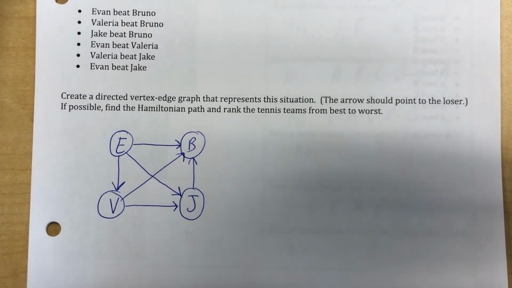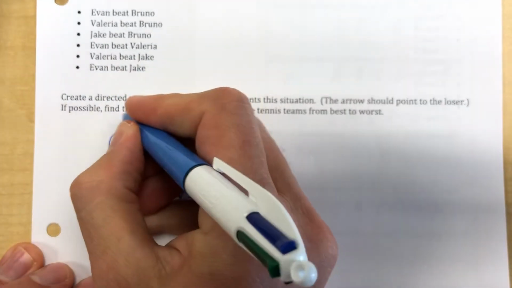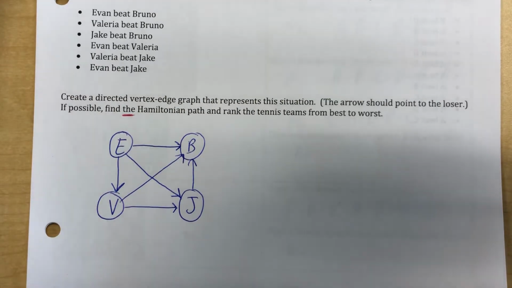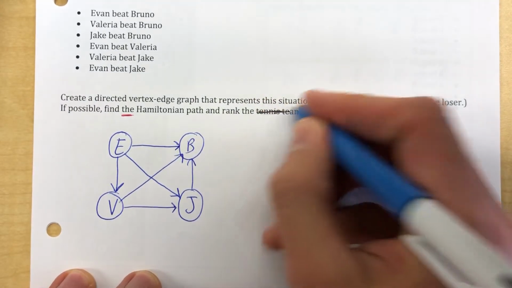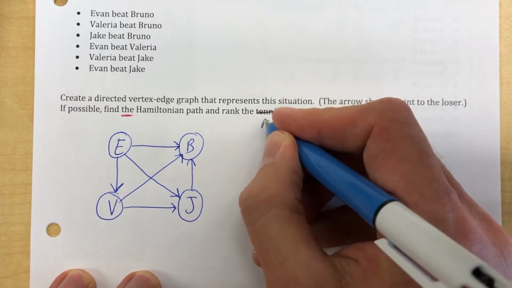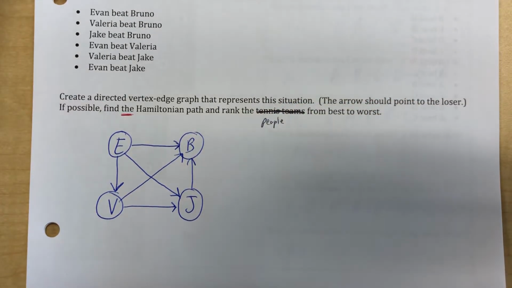If possible, find the Hamiltonian path. If there is more than one path, we can't rank them. Rank the tennis teams from best to worst. That's a typo. My bad. Somebody copied and pasted. Rank the students from best to worst. Okay.